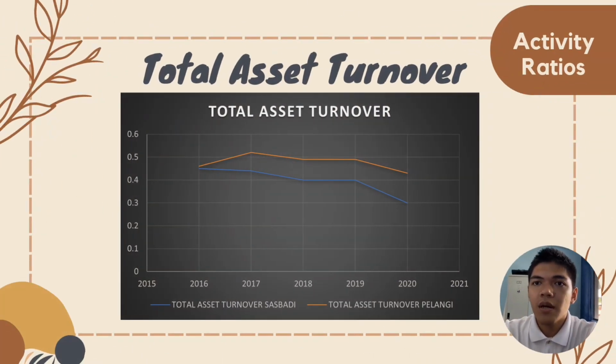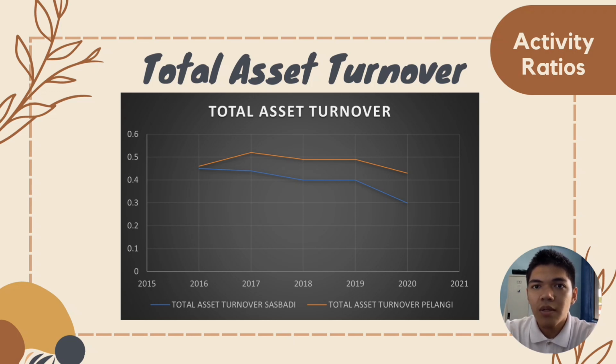The table displays how much SASBADI Holdings Berhad and Pelangi Publishing Group Berhad have sold in total assets from 2016 to 2020. The amount of money a company makes from its assets is shown by its total asset turnover. It can be measured by dividing the net sales by its overall asset. A business that is better at using its asset to make money will have a higher total asset turnover.